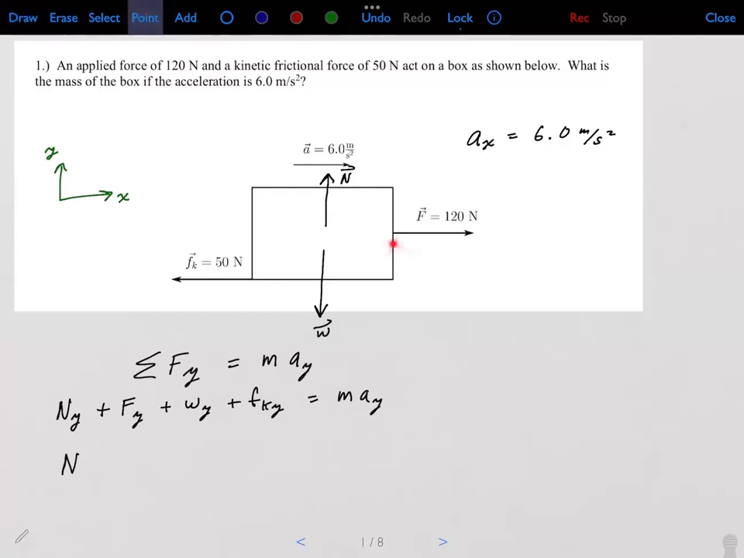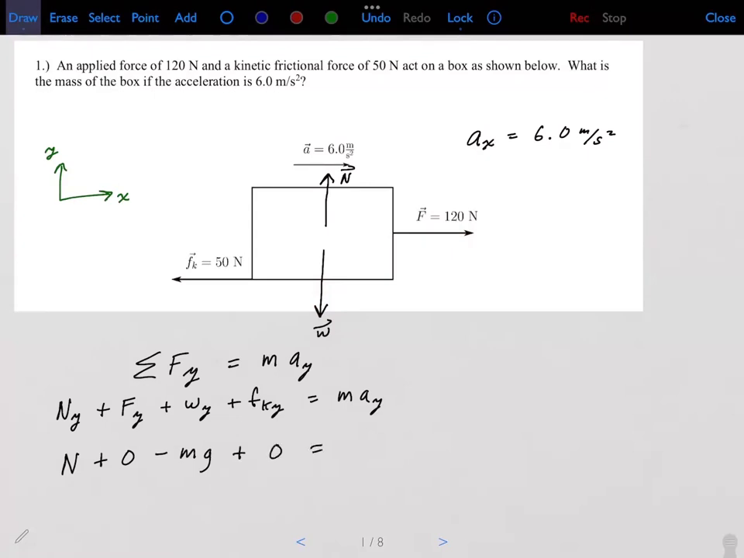What about the applied force? How much of that force is in the y direction? Well, none of it, right? So that's going to be 0. It's all in the positive x, right? None of it is in the y. The weight, all of it is in the y direction, and it's negative, right? It's acting downward. So I can write that, remember, weight is just mg, so I can write that as minus mg. And then how much of the frictional force is in the y direction? It's all in the negative x direction. None of it is in the y, so that's 0.